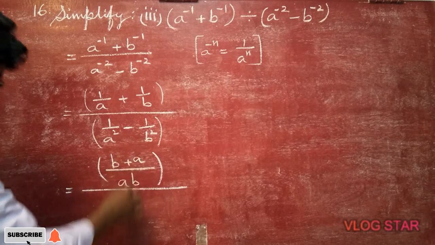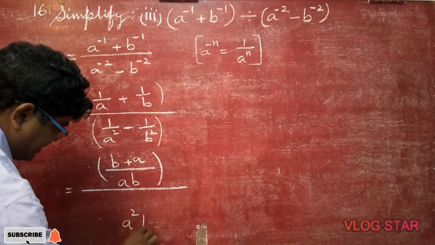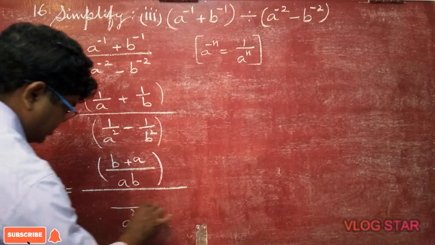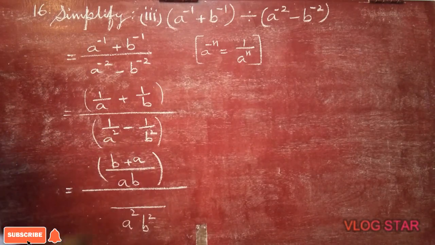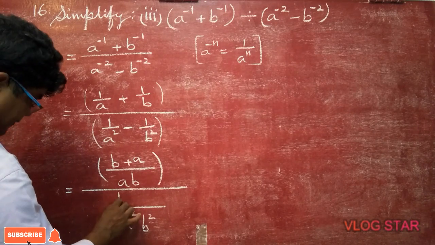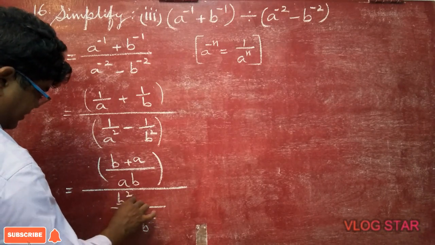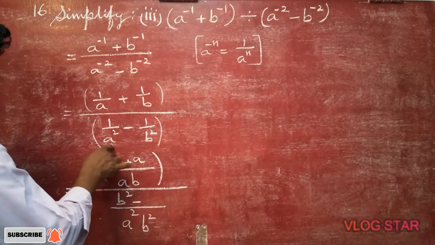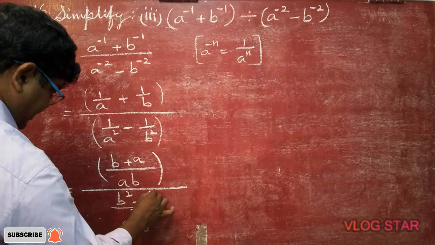Come to denominator. A square B square is the LCM. This is also LCM method because subtraction. A square goes B square times, so B square into 1, 1 B square is B square. Minus B square goes A square times, 1 A square is A square.